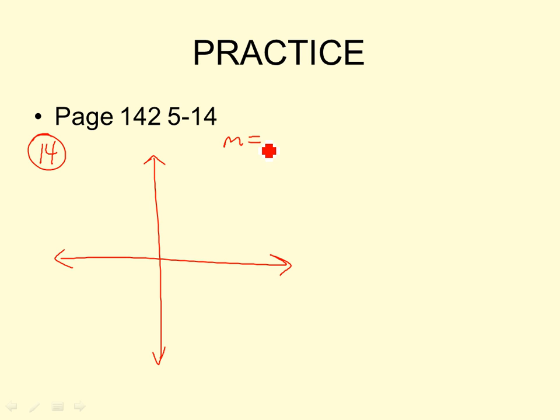They tell us the slope is -3 over 2, and it goes through the point (-4, 5). First thing you're going to do is graph this point so you have a starting spot. So we go to the left 4, 1, 2, 3, 4, and up 5, 1, 2, 3, 4, 5.